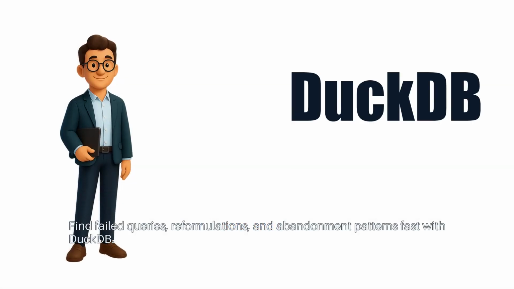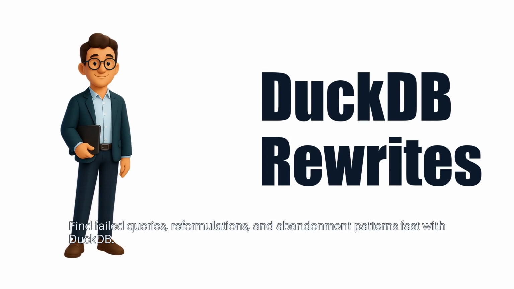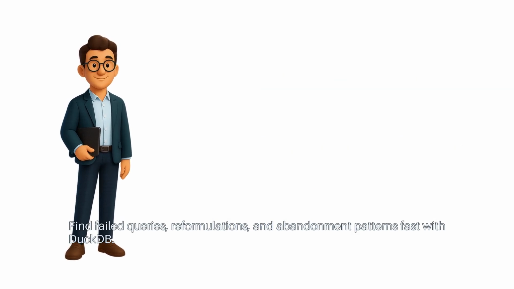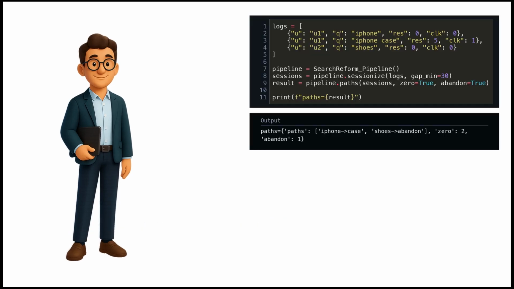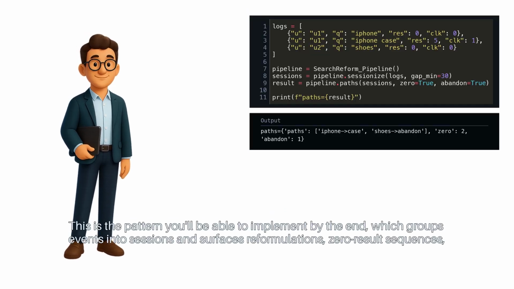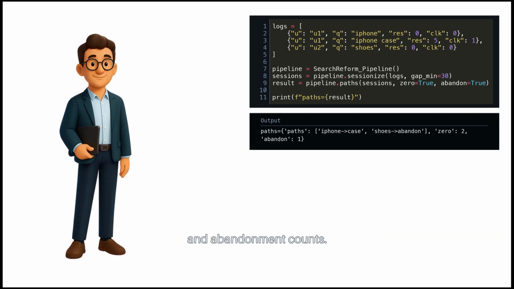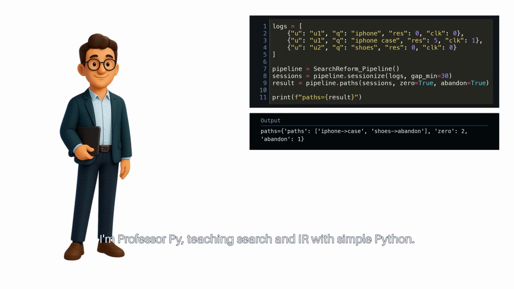Find failed queries, reformulations, and abandonment patterns fast with DuckDB. This is the pattern you'll be able to implement by the end, which groups events into sessions and surfaces reformulations, zero-result sequences, and abandonment counts. I'm Professor Pi, teaching search and IR with simple Python.